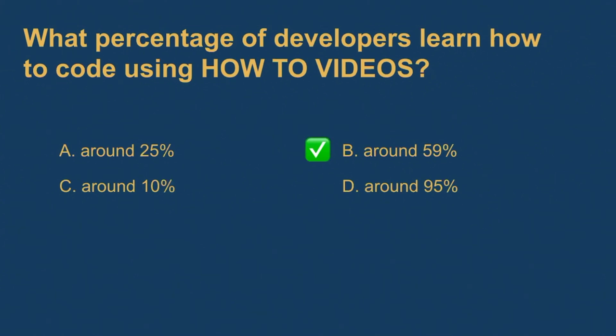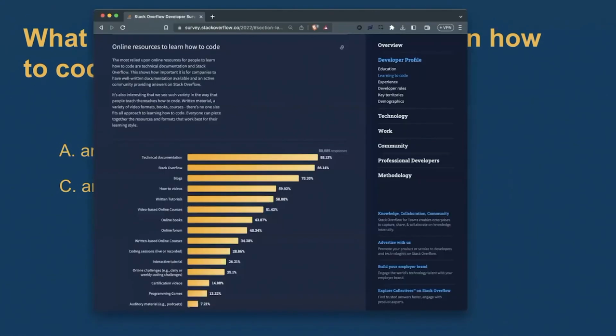It's 59%. And there's an enormous amount of YouTube tutorials, Udemy tutorials, and different tutorials available, where developers sometimes prefer to learn by seeing visually. So considering serving video tutorial content along with your API docs is also important. And this is data from Stack Overflow.